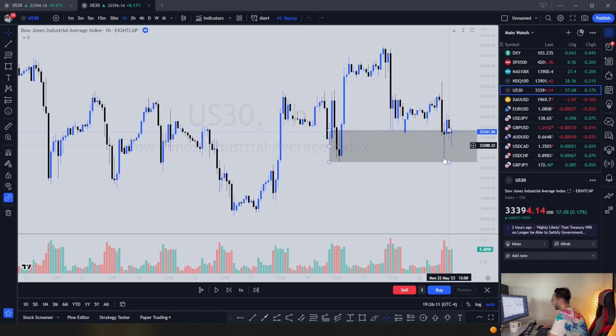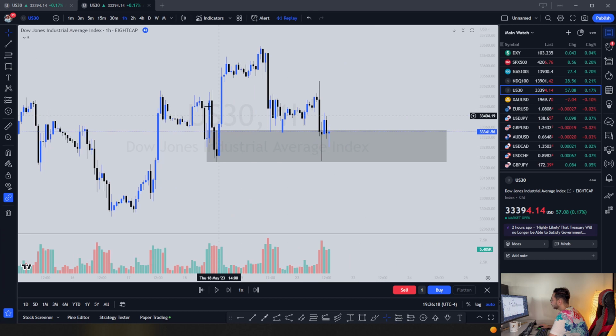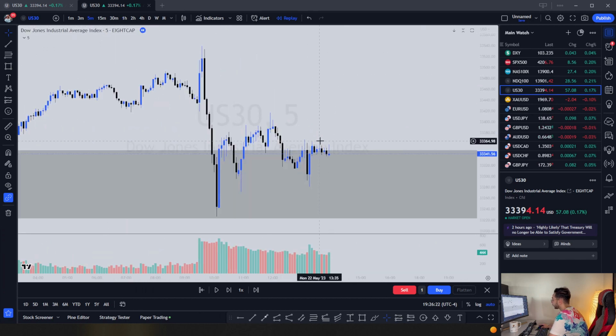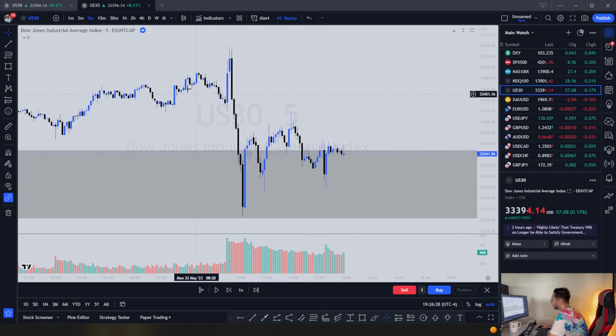So we have this demand zone on the 1 hour. If we go down to 5 minute, one of the strategies that I've mentioned before is that I always use the 1 hour time frame to look for the big demand or supply or big support or resistance lines, and then I go down to 5 minutes to find my entry.